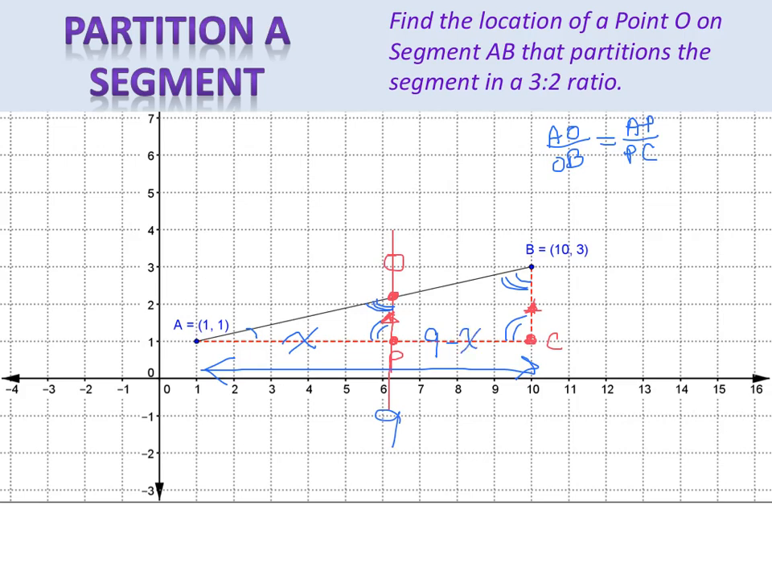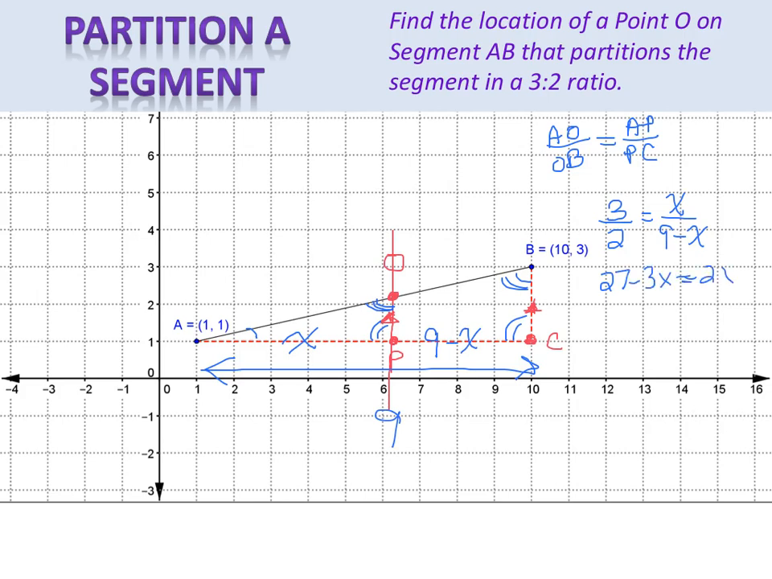So I'm going to set up a proportion. If I want a 3:2 ratio, the 3 corresponds to this segment here, AP, which is x, and the 2 corresponds to this segment here, 9 minus x. So I'm going to cross multiply, and I end up with 27 minus 3x equals 2x.